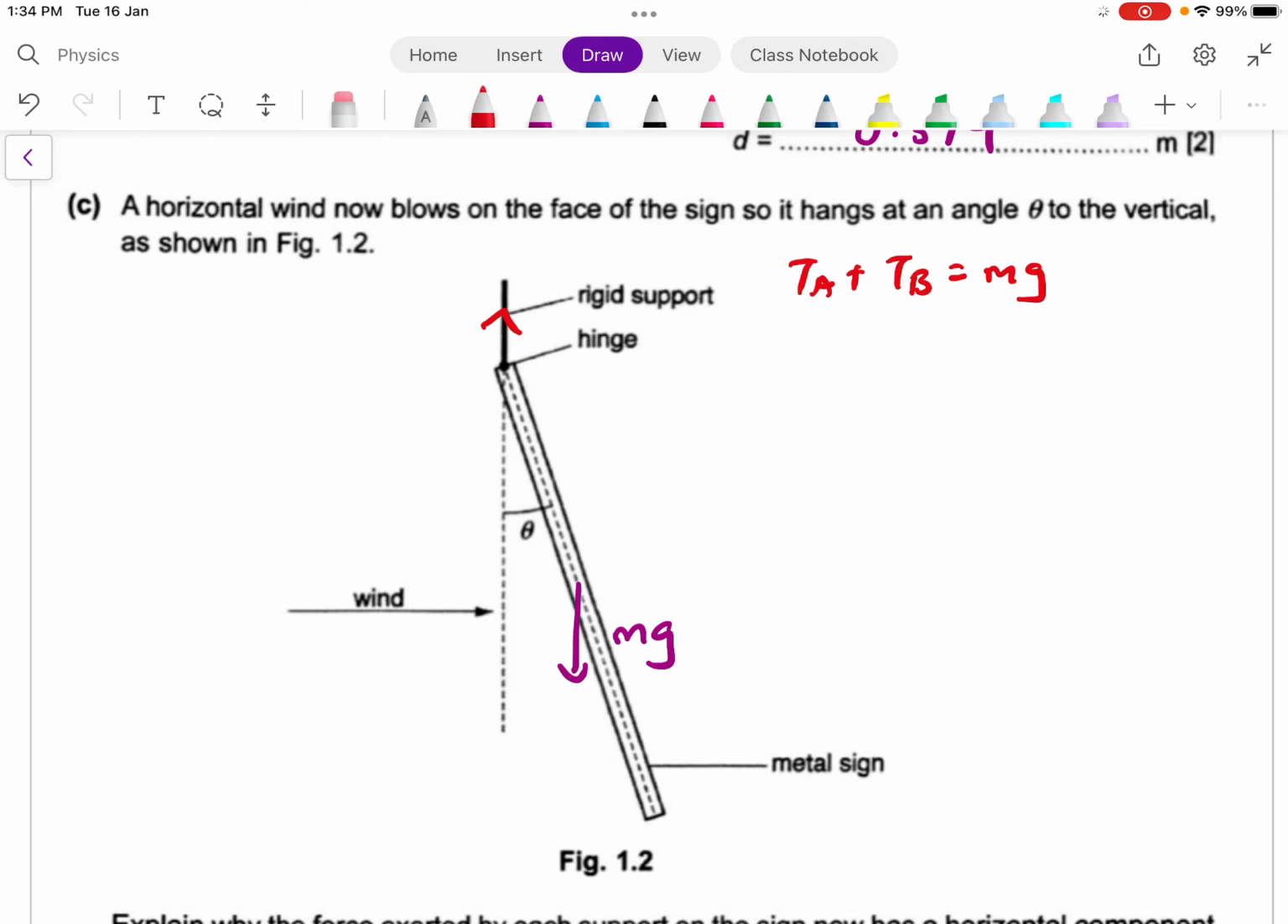If you look at this, the wind is exerting a force in this direction, meaning that the support must have a horizontal component. There's a horizontal force component towards the left hand side such that this and this will eventually cancel out, so that there's no resultant force in the horizontal direction. So that is how you actually explain.